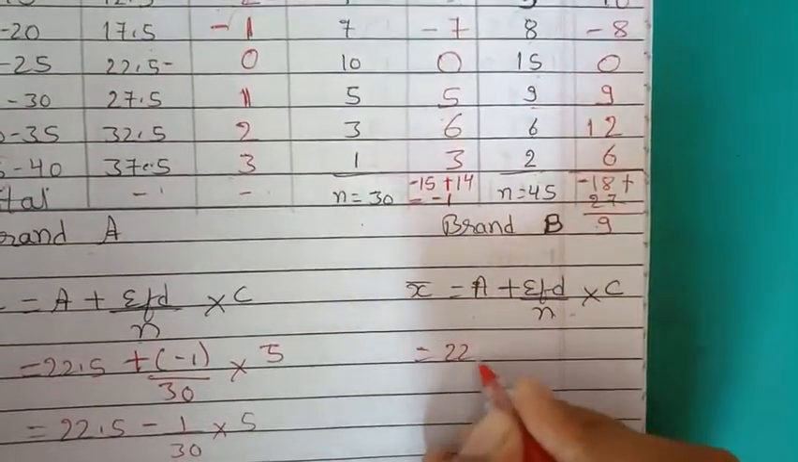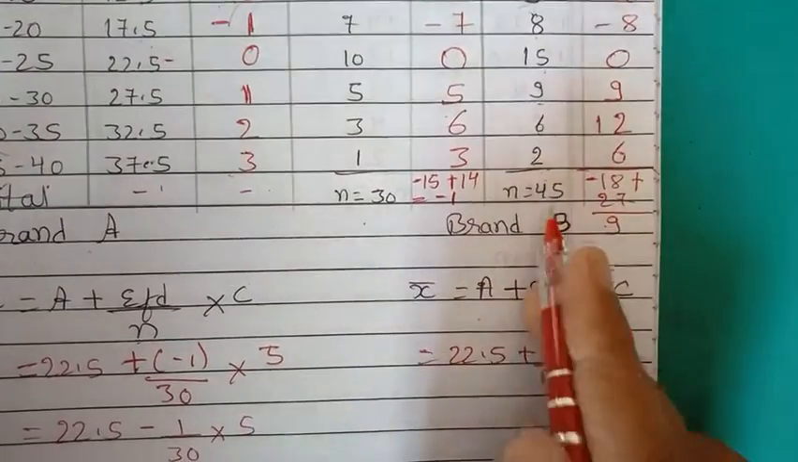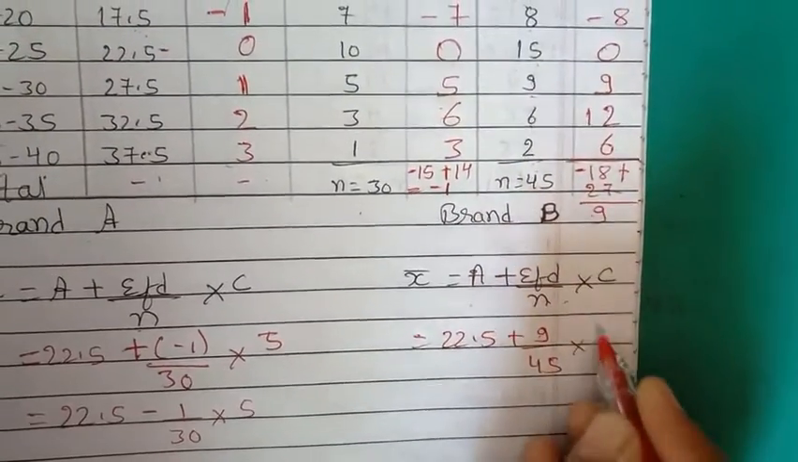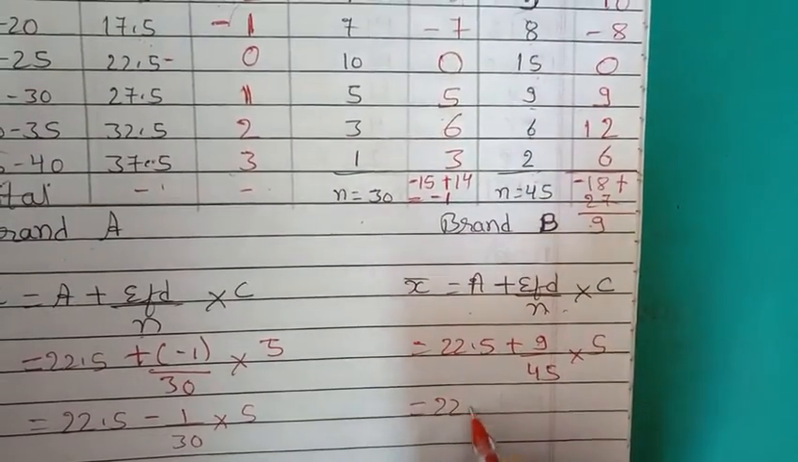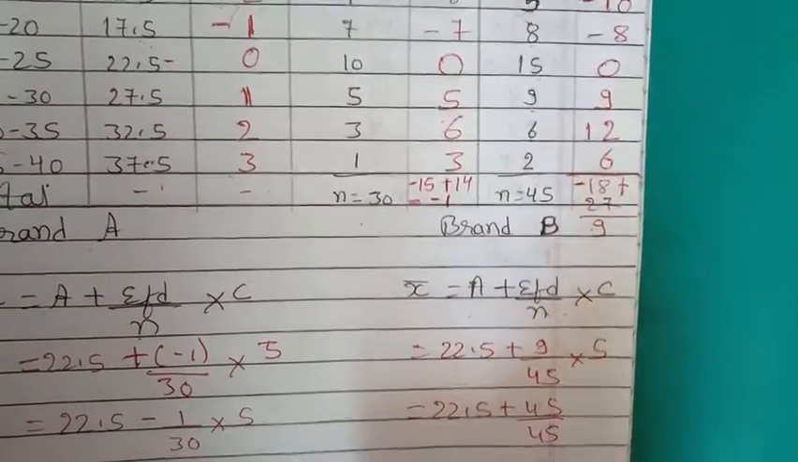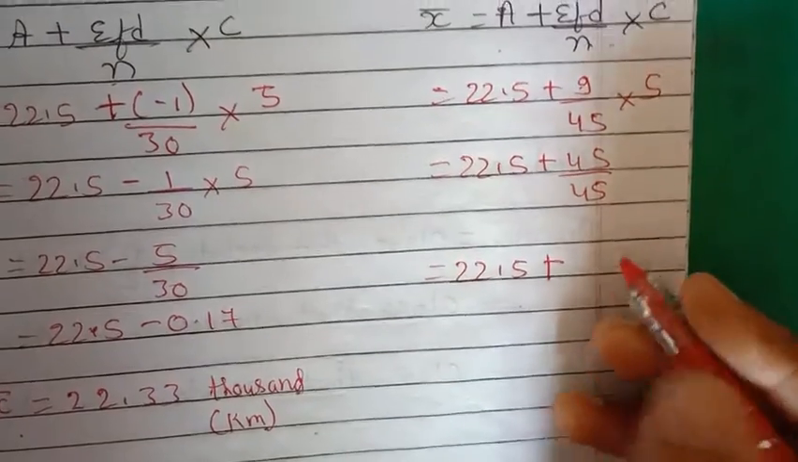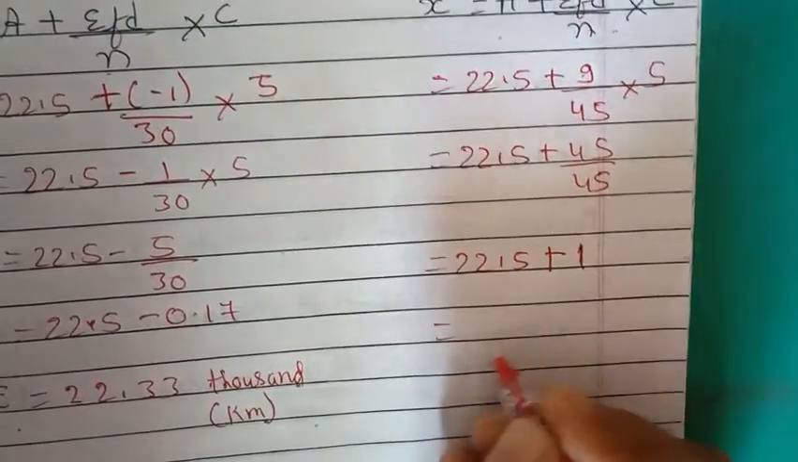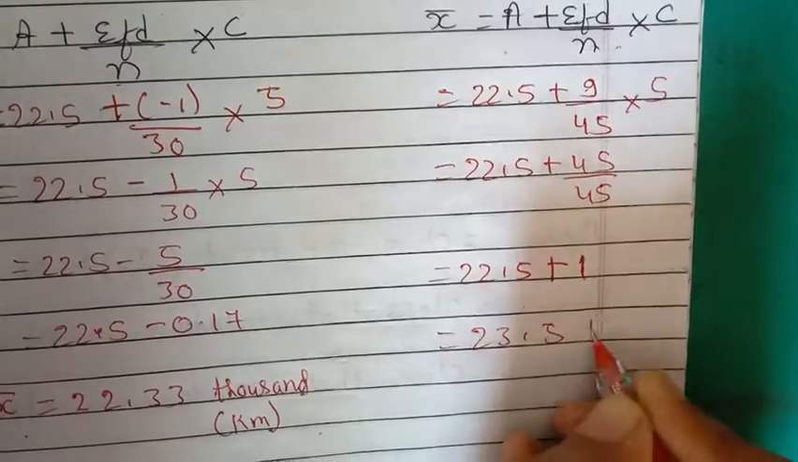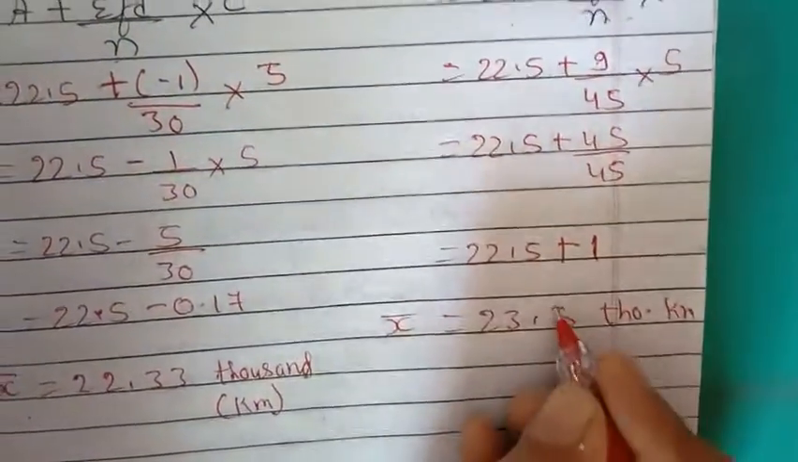Now we will calculate for brand B. A is 22.5, sigma fD is 9, N is 45, and C is 5. So that is equal to 22.5 plus 9 into 5 divided by 45. That is equal to 22.5 plus 45 divided by 45, which is 1. So 22.5 plus 1, 23.5 thousand kilometers. This is our mean for brand B.